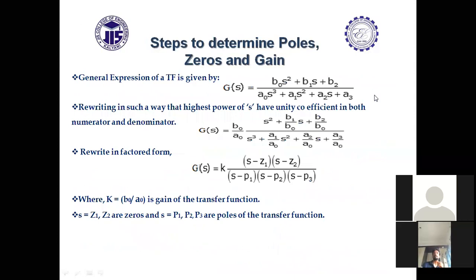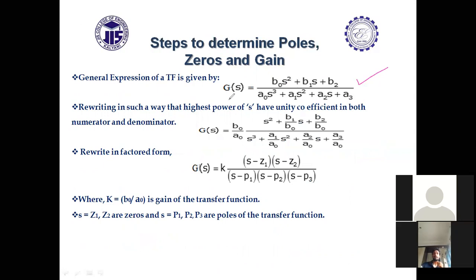Now, how to determine pole zero gain of a complex transfer function. Suppose you have a transfer function like this. This is a complex transfer function. Now, how to find pole, zero and gain value?